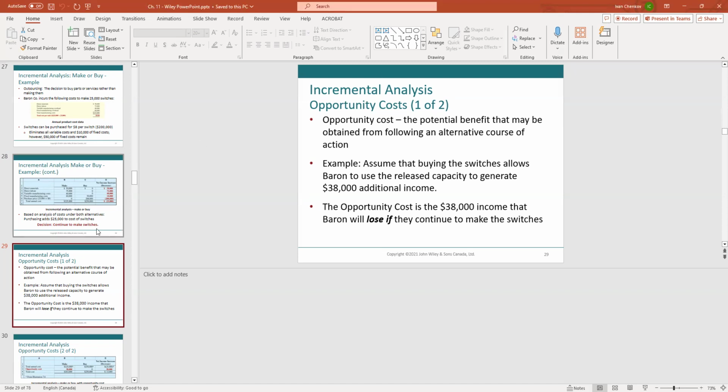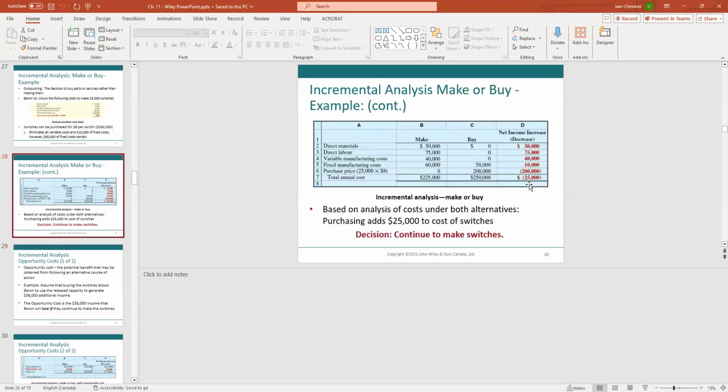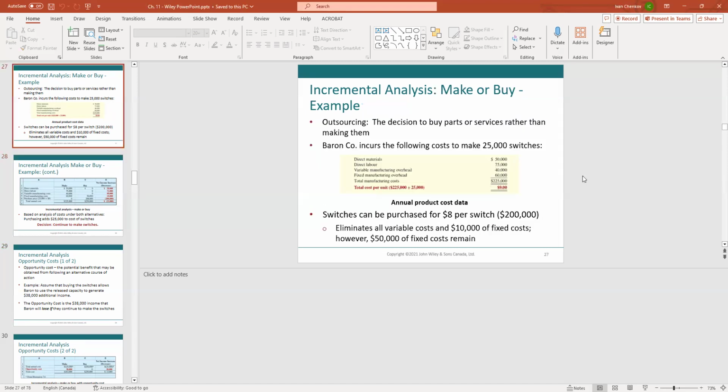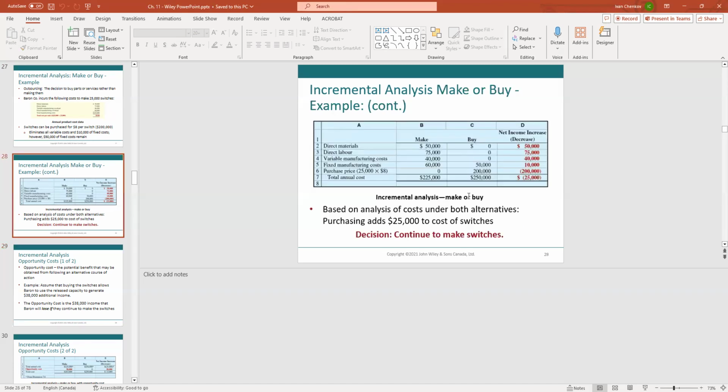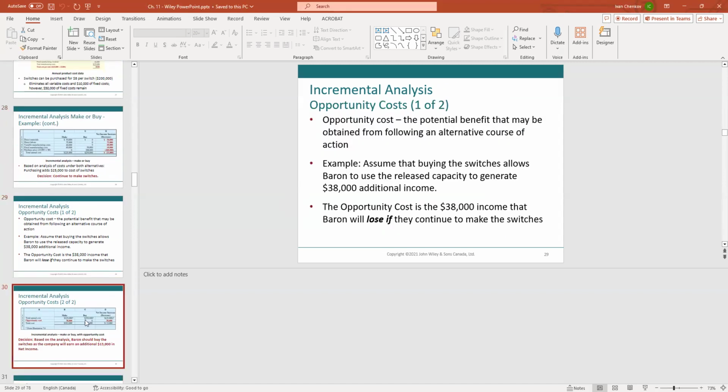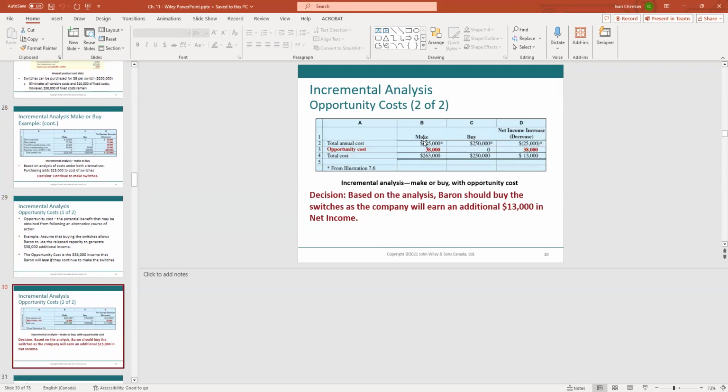Make sense? At this point, I'm losing 25. But if I purchase it from these guys and lose 25, with the capacity that I'm freeing, I can produce a new product which is going to generate $38,000 contribution margin. Should I make it? Should I buy it now? Buy it, right? How much am I going to make? $13,000.